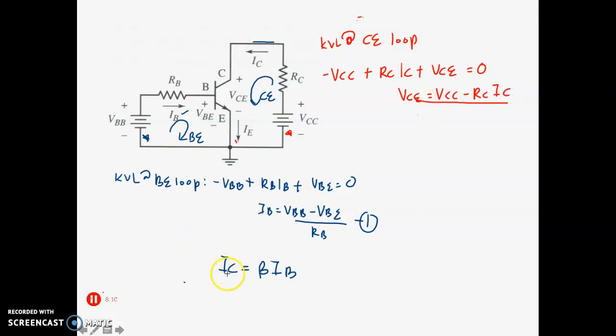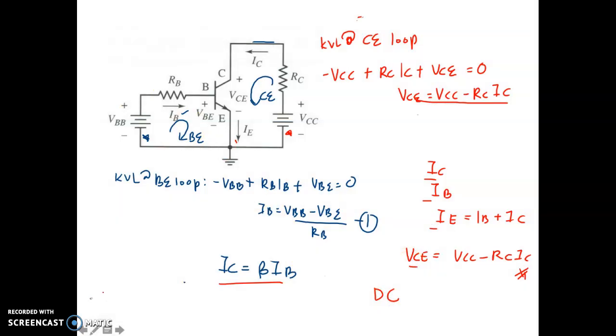Okay, so the aim of your DC analysis is to find the currents IC and IB. With IE, you need to calculate IE equal to IB plus IC. And you calculate your VCE from the CE loop: VCC minus RC IC. So that is the value of your DC analysis. Okay. Thank you.